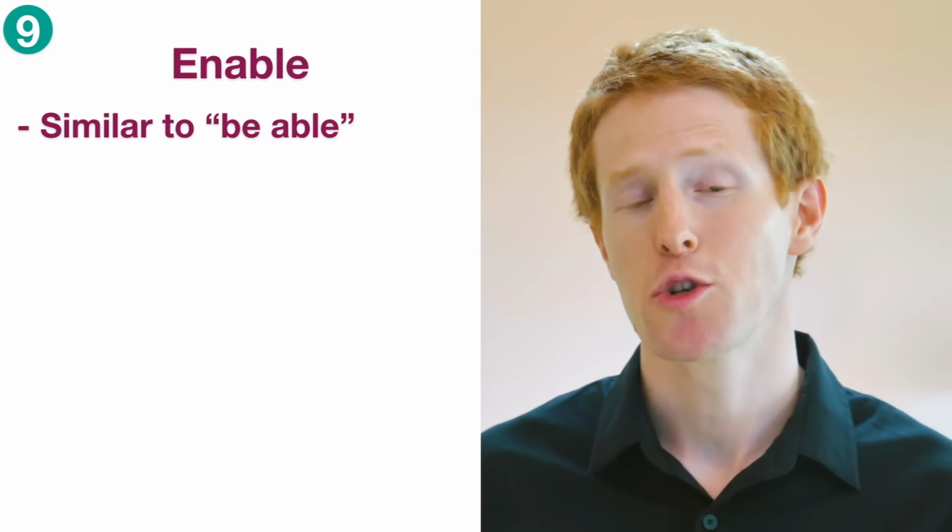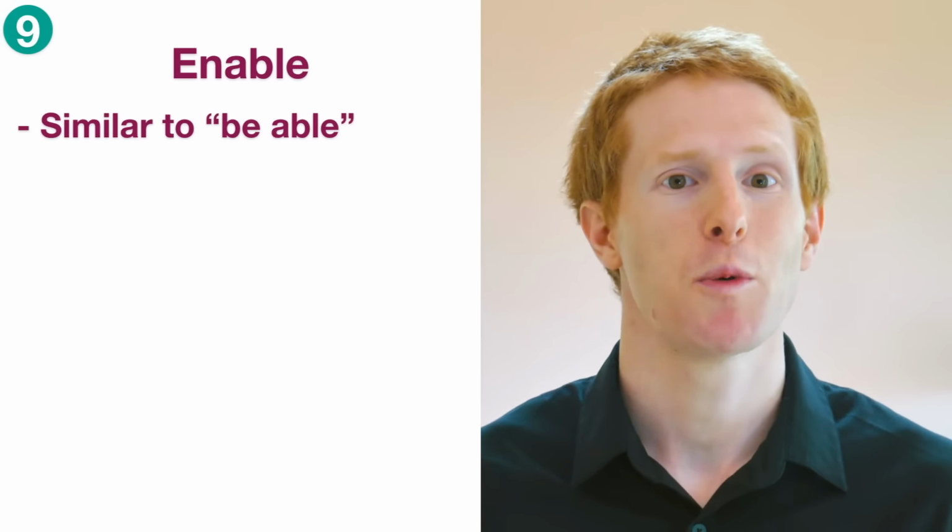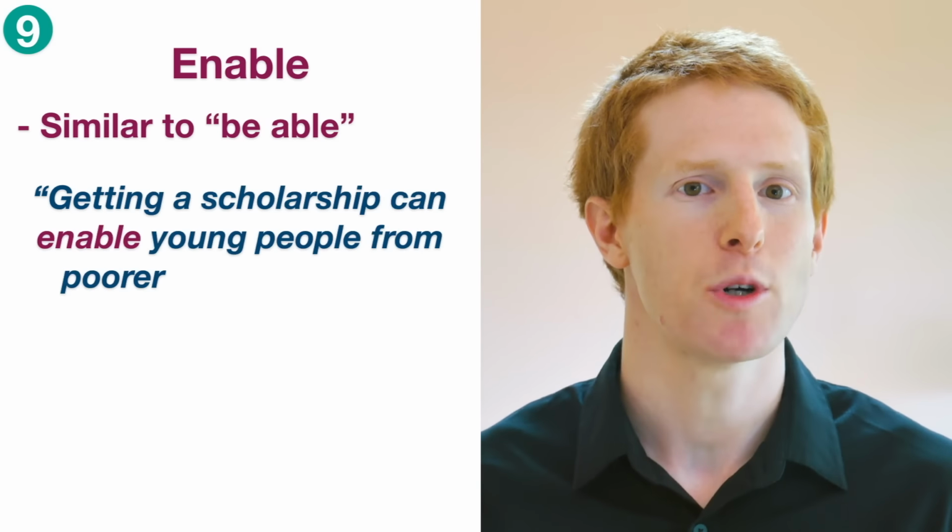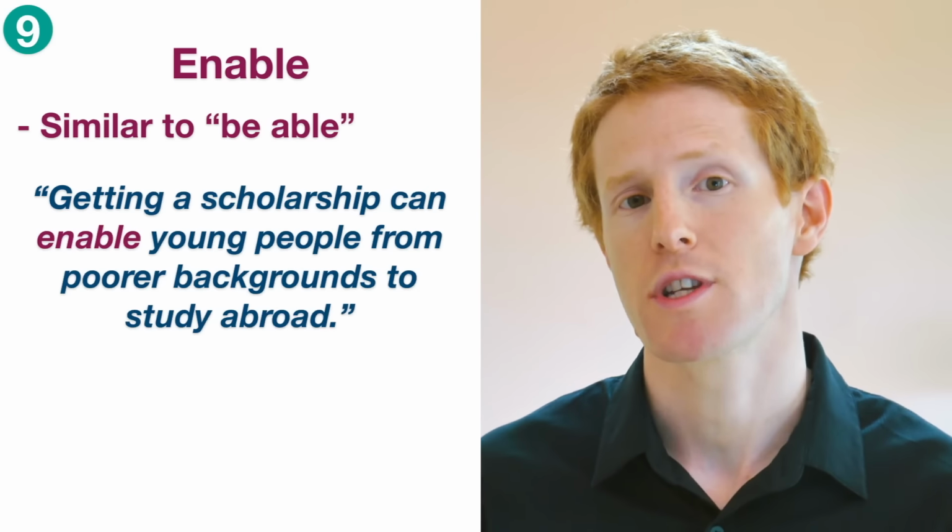Number 9 is enable. This is a fancy way of saying to be able. For example, we can say getting a scholarship can enable young people from poorer backgrounds to study abroad. Again, this is the kind of word that can help boost your IELTS writing score.